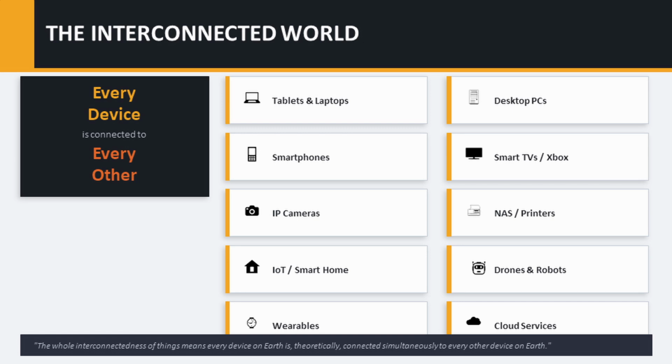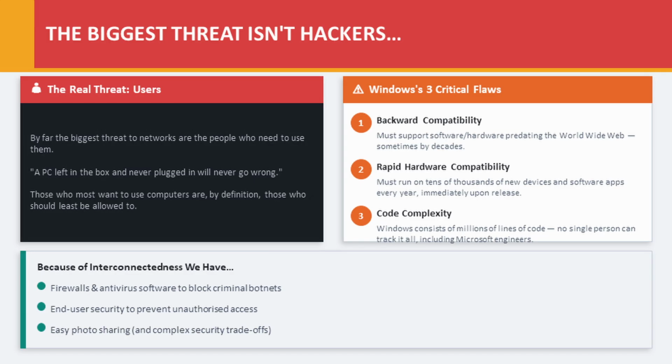This interconnectedness is what enables criminal botnets, requires firewalls and antivirus software, and also makes sharing a photo as easy as a single tap. Here's something that might surprise you. The biggest threat to your PCs and networks isn't hackers, criminals, or even poorly written code. By far the biggest threat is the people who need to use them. There's an old saying in IT that goes, "A PC left in the box and never plugged in will never go wrong." It's a bit of a joke, but it's also very accurate. The more a computer is used, the more chances there are for something to go wrong, and the people using it are almost always at the center of that.